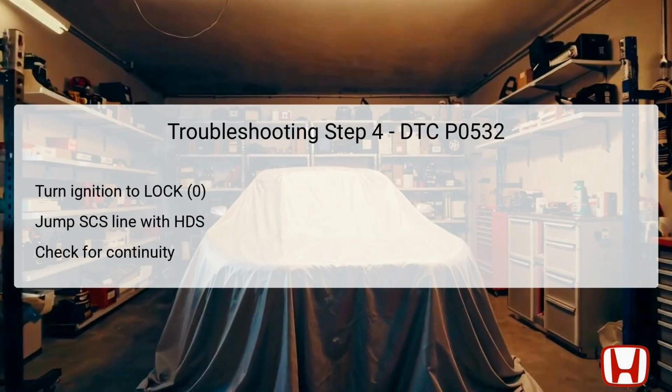To assess for issues in the wiring, particularly with the VCC6 line, first turn the ignition switch to the lock 0 position. This is a necessary safety precaution before performing any disconnections. Next, use the Honda Diagnostic System, HDS, to jump the SCS line, enabling the system to perform diagnostic procedures. After that, disconnect the ECM connector A49P to isolate the electronic control module from the system.